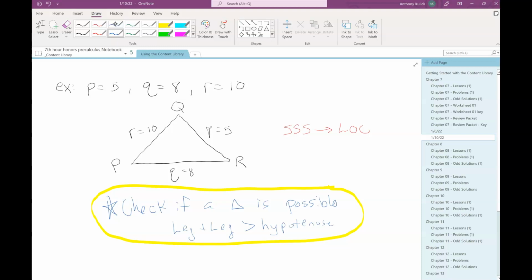A triangle is possible. Note that this is a strict greater than. If R was 13, a triangle is not possible. Okay? The sum of the legs must be strictly greater than the hypotenuse. Everybody cool? Okay.